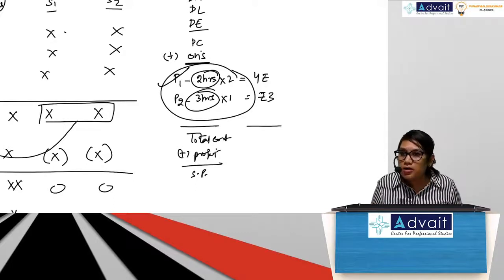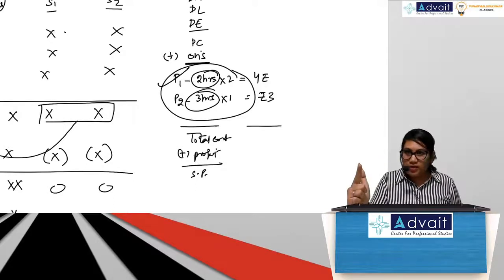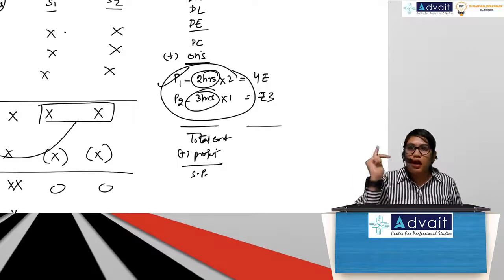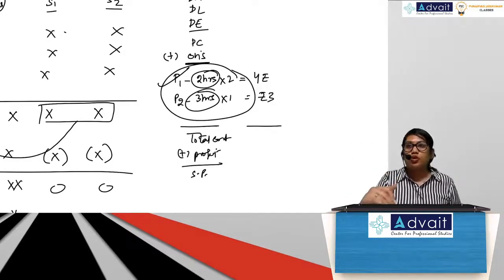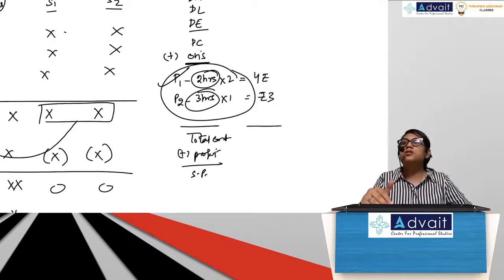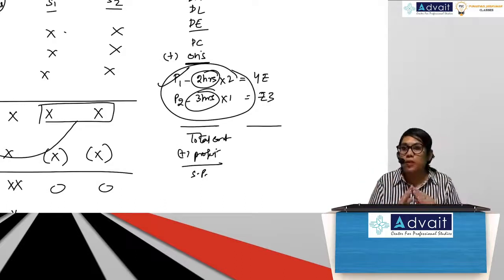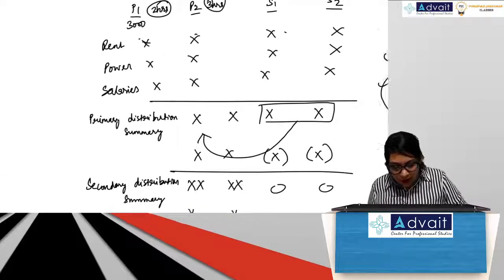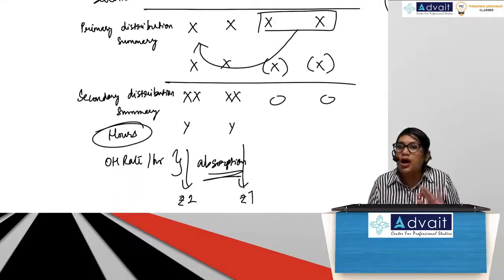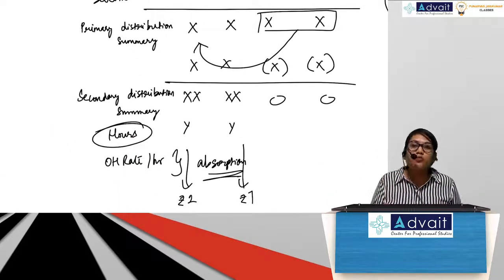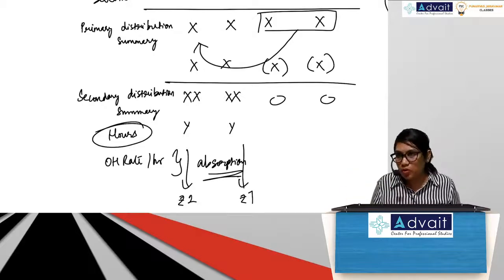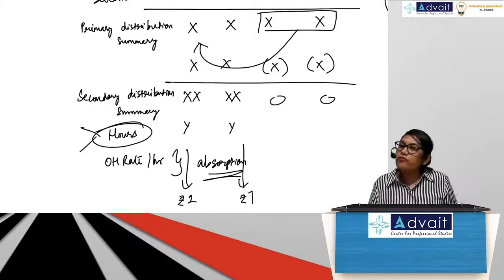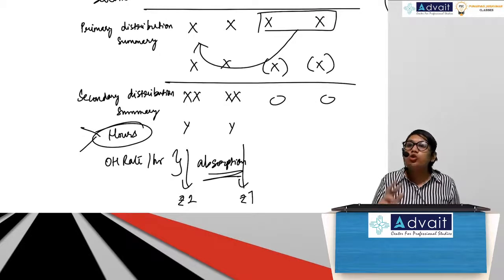Did you all understand? So collection, classification, allocation, apportionment, then reapportionment, where service departments give away their overheads to production departments. And the last step is absorption. Now for absorption, I just took hours. But for absorption, you have many bases. Hours itself can be split into 2 types.